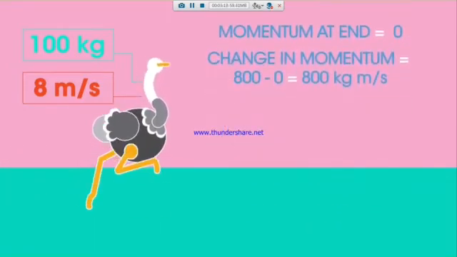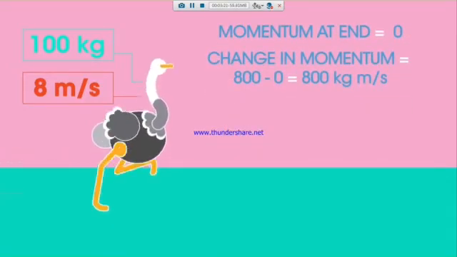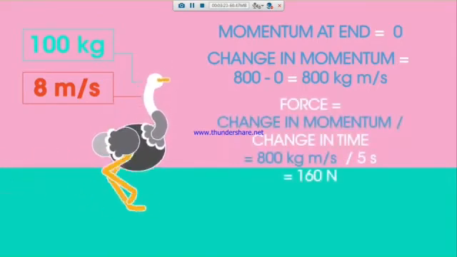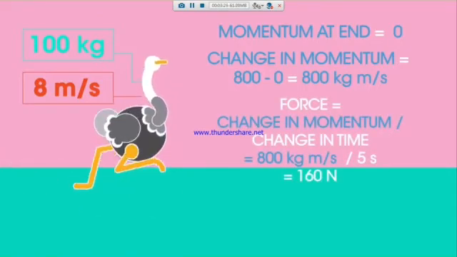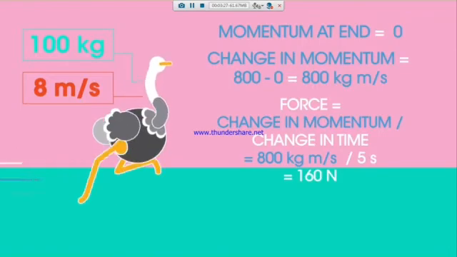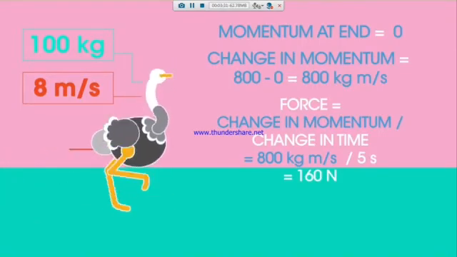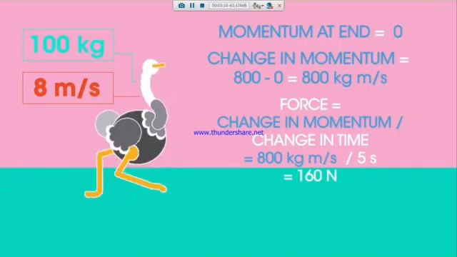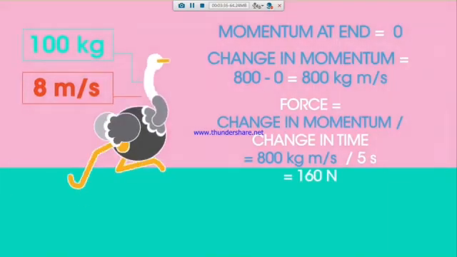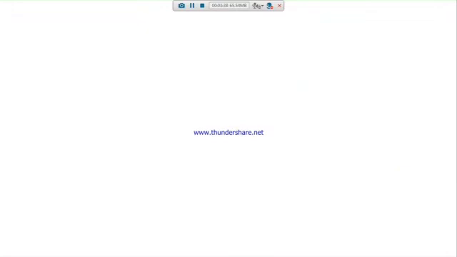Now we need to substitute this value into our equation. So force equals change in momentum, which is delta P, divided by time, the change in time, which equals 800 divided by 5 equals 160 newtons. That's a lot of force.